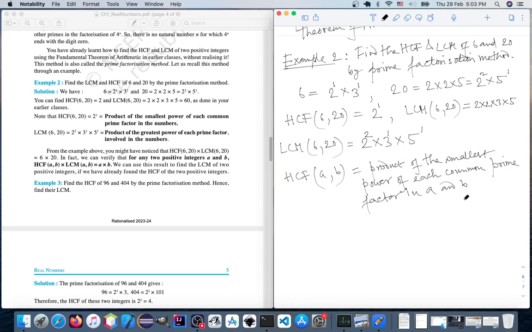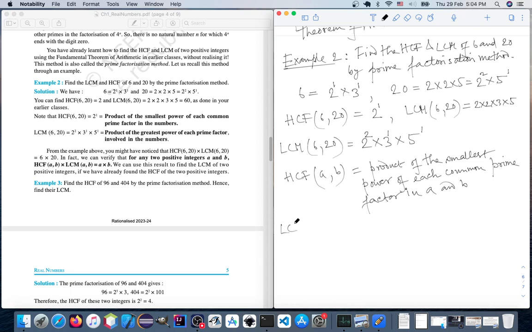Now we will consider the common prime factors, the prime factors which occur in both A and B, and we will consider the smallest power of the common prime factor. Just like over here for 6 and 20, the smallest power of the prime factor 2 is 1, because over here we have 1 and over here we have 2. The smallest between 1 and 2 is 1.